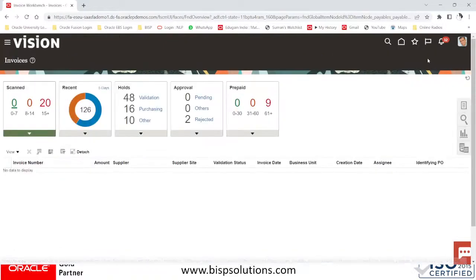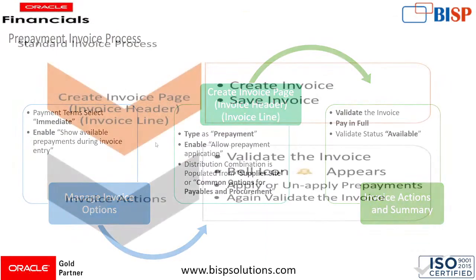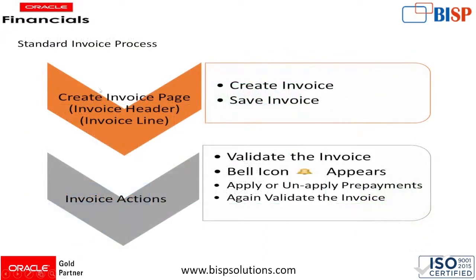Let's move to the next agenda. We have created an invoice, saved the invoice, and when we save the invoice, the bell icon appears. We apply that prepayment, validate the invoice again, and that's the way you can apply the prepayment invoice to the standard invoice process, right? So that is the process.